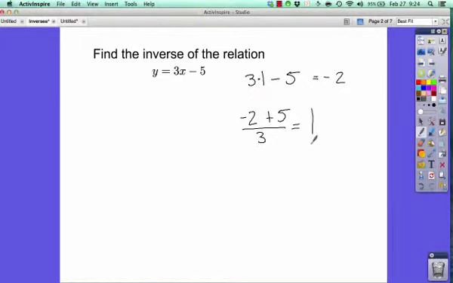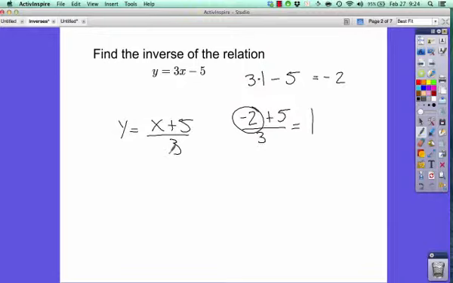So basically what we did here, my input is -2. I took my input, I added 5, and I divided by 3. So now my inverse relation is going to be input plus 5 over 3. Okay. So we're going to get a better way to do this, but I'm kind of greasing it out a little bit.